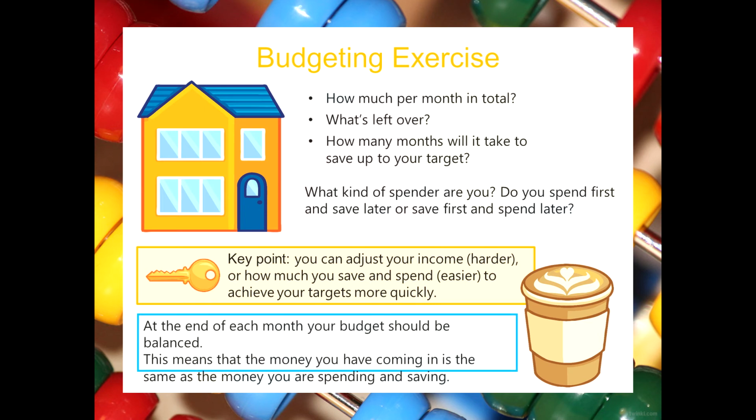And at the end of each month, your budget should be balanced. So this means that the money you get coming in is the same as the money you are spending and saving. So you've kept track of all the money and you know everything that's getting spent on. If it's not balanced, then money is going missing or you are running into debt.